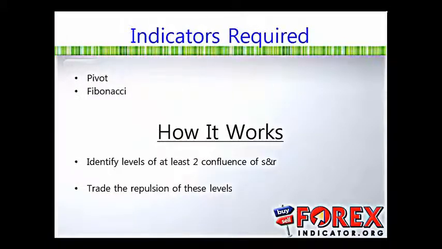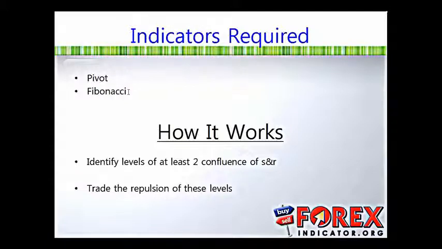First of all, you need a pivot point indicator, a Fibonacci indicator, as well as the major swing highs and lows. The whole idea here is to identify strong support and resistance levels, and what we are doing is trading the repulsion of them. Take note that this scalping strategy works on the 5-minute chart, so you have to go to the low time frame, and it works extremely well with the Euro dollar.